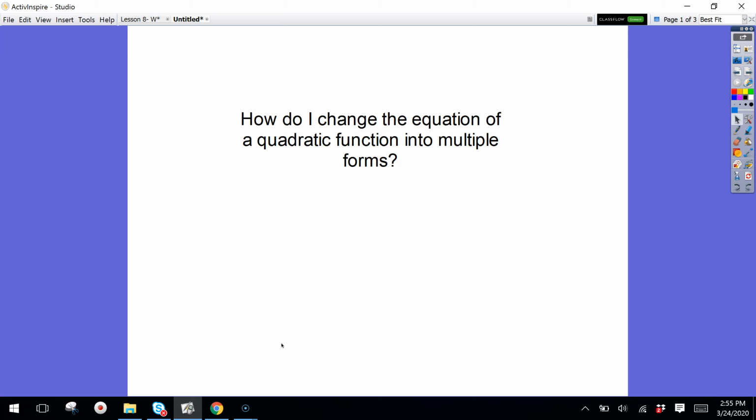So in this video, we're going to be talking about how to change the equation of a quadratic function into multiple forms. If you remember in the last class, we learned about three different forms: vertex form, intercept form, and standard form. We learned how to make an equation that best represents what we're given.